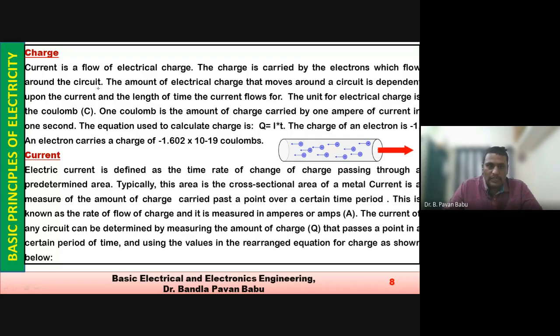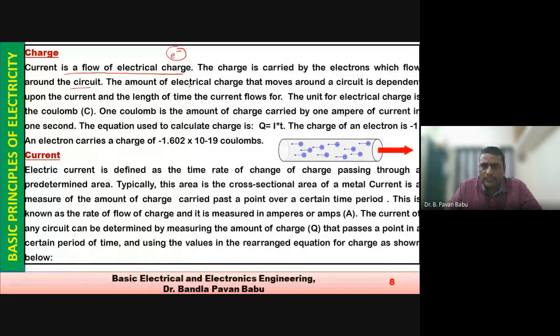So what do you mean by charge? I think our day starts with a charge, the mobile charge, right? Current is a flow of charge. Again, I can ask you what you mean by flow of electrical charge, especially the negatively charged particles. So the flow of electric charge is also called a current. It is going to flow around the circuit.